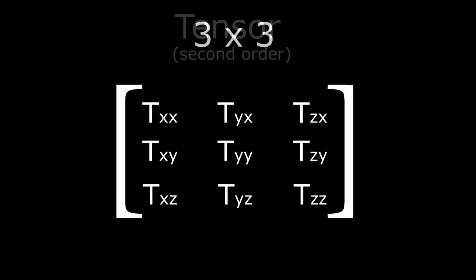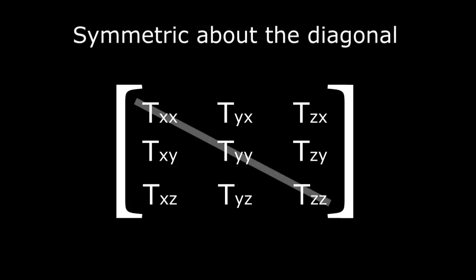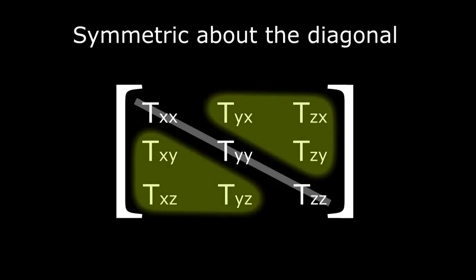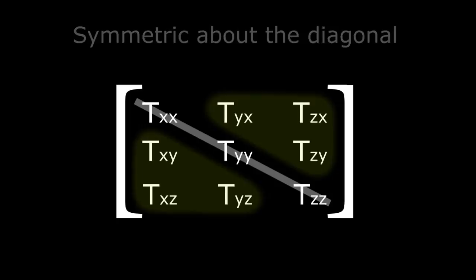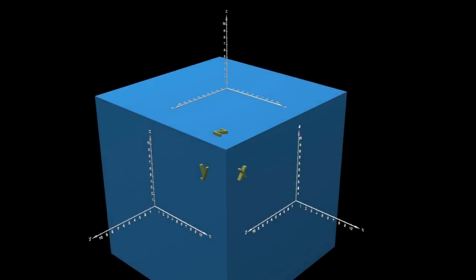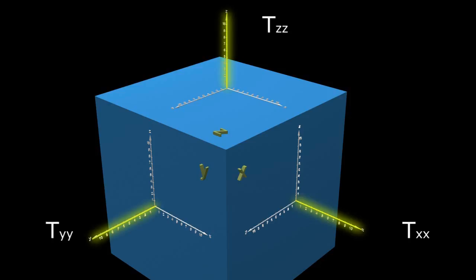Now I want to go back and get into some specifics about our second-order tensor matrix. As you can see, the 3x3 matrix with its 9 components is symmetric about the main diagonal with 3 components on each side of the diagonal line. The diagonal components themselves are the 3 axes perpendicular to their respective planes, txx, tyy, and tzz.